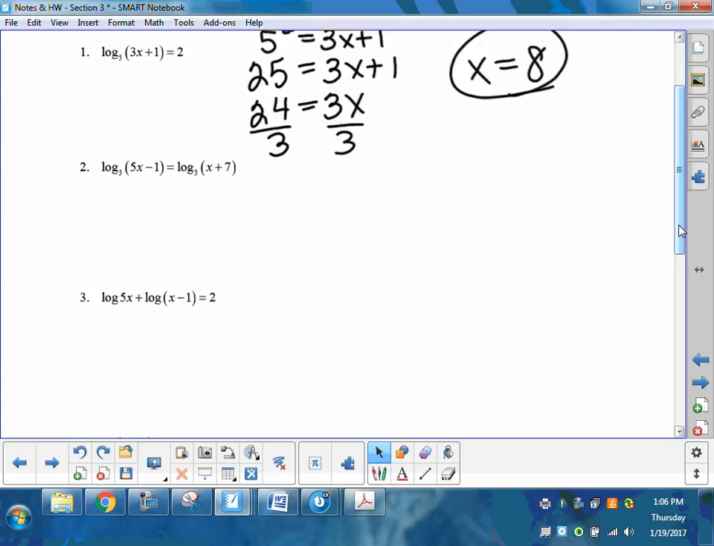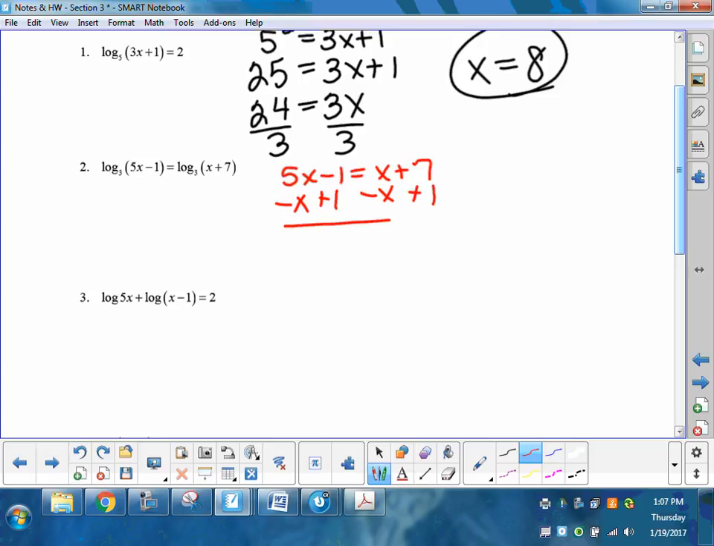Do you remember what those are called? Does anyone recall the name of those? Yeah, set the arguments equal. So we've got 5x minus 1 is equal to x plus 7. He said it perfectly, because you have the same log with the same base. If the left and the right side are equal, we're going to solve this out. Normally we do letters to the left and numbers to the right, so I'm going to subtract an x and add a 1. So I would get 4x is equal to 8, which means x is equal to 2.